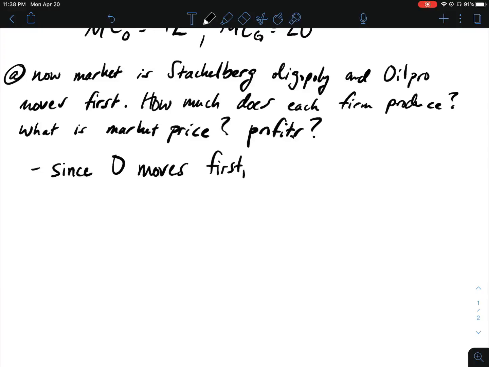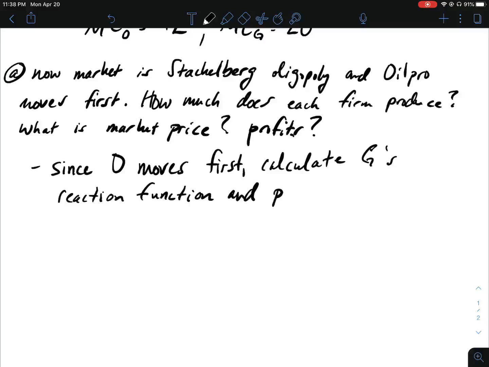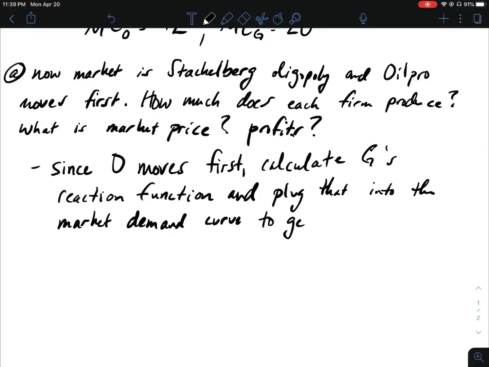So since Oil Pro moves first, we can calculate Grease Tech's reaction function and plug that into the market demand curve to get Oil Pro's output.